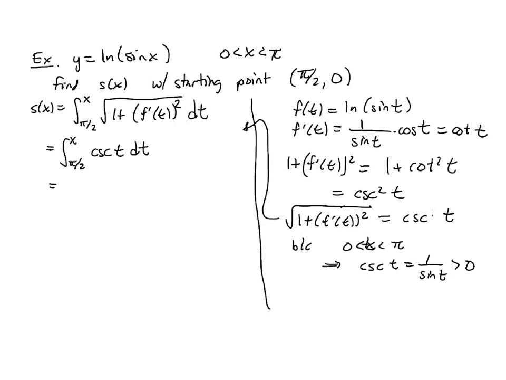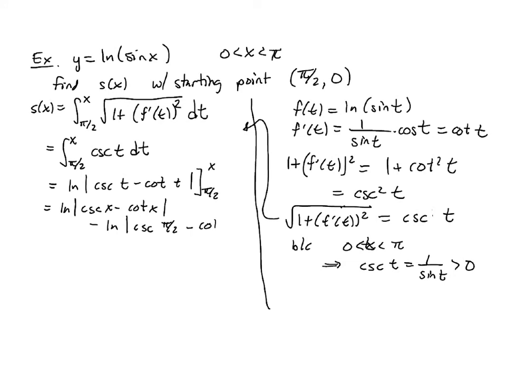We have to remember the integral formula for the cosecant function. That's the natural log of the absolute value of the cosecant minus the cotangent. And we're evaluating that from pi over 2 to x. So we have ln absolute value of cosecant x minus cotangent x minus the natural log of absolute value of cosecant pi over 2 minus cotangent pi over 2.